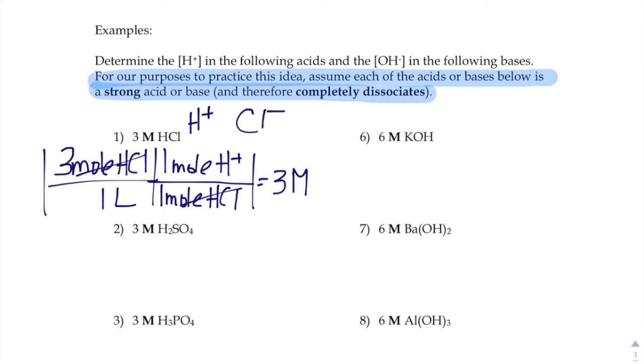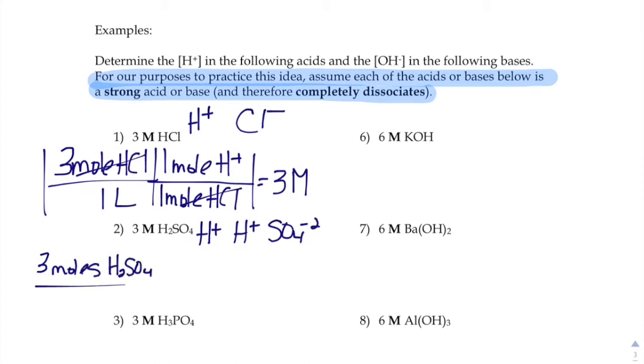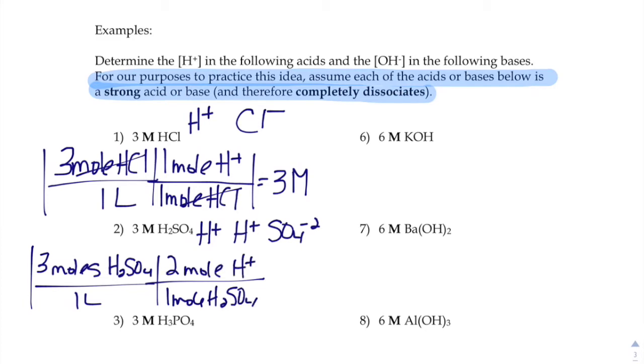But if you had the same molarity of sulfuric acid, when it breaks up into its ions, we'd get H plus, another H plus, and a sulfate. So if we had 3 moles per liter of that, for every 1 mole of H2SO4, we're going to get 2 moles worth of H plus ions out of that, right? So the molarity of the hydrogen ion isn't 3, it's 6.